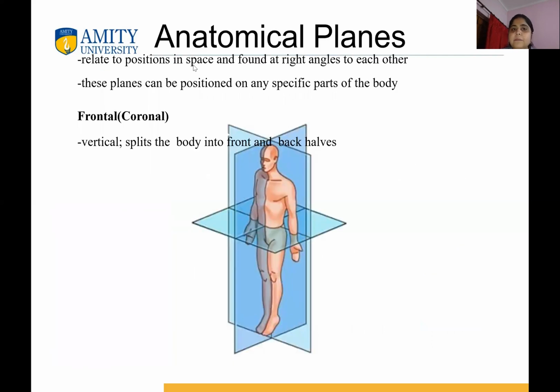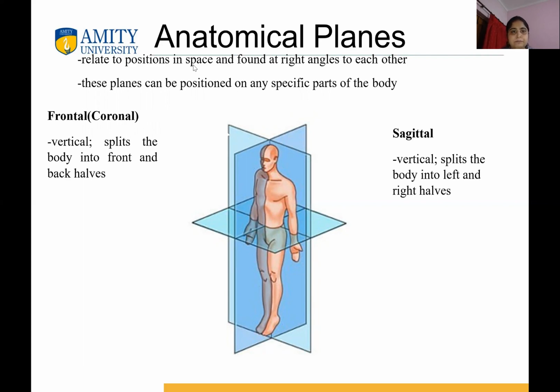The anatomical planes relate to the position in space and are found at right angles to each other. These planes can be positioned on any specific part of the body. Frontal or the coronal plane vertically splits the body into front and back halves. Anatomically, we say into anterior and posterior halves.